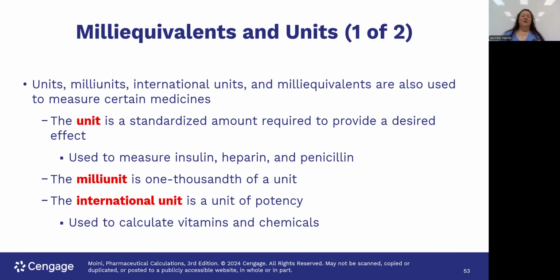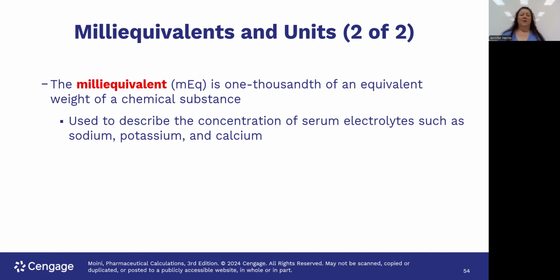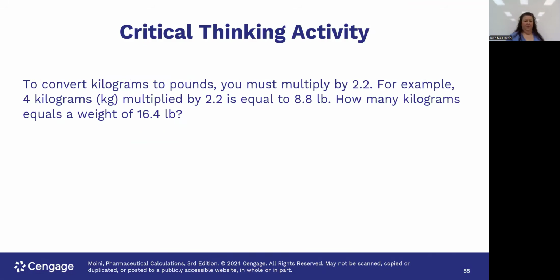The milliunit is 1,000th of a unit. And the international unit is a unit of potency that is used to calculate vitamins and chemicals. The milliequivalent is 1,000th of an equivalent. The milliequivalent, or MEQ, is 1,000th of an equivalent weight of a chemical substance. It is used to describe the concentration of serum electrolytes such as sodium, potassium, and calcium.